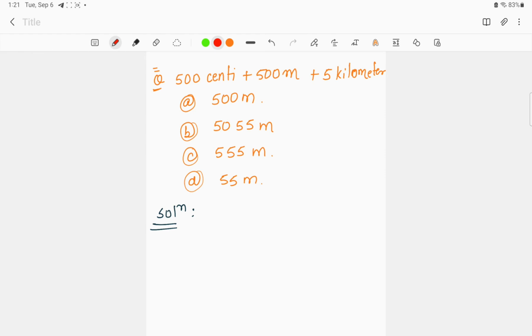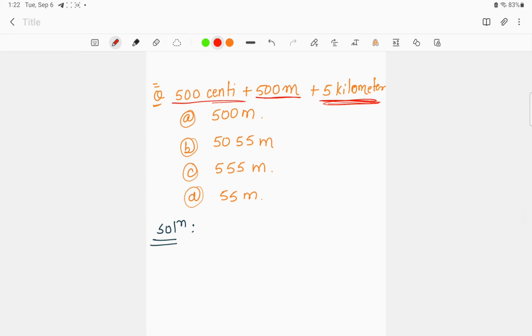So basically each unit has to be converted into meter, because the answer given in the option is in meter. We have to convert the centimeter into meter, and the kilometer into meter, and 500 meter is already given in meter, so we don't need a conversion here. We need a conversion for 5 kilometers into meter and 500 centimeters into meter. For this, go through the chart once.